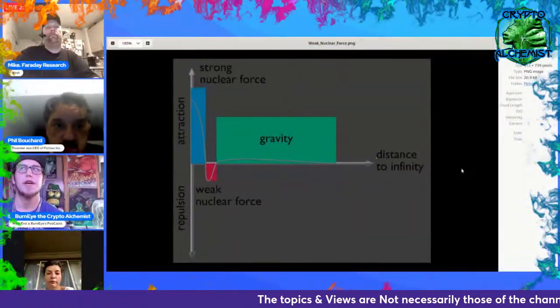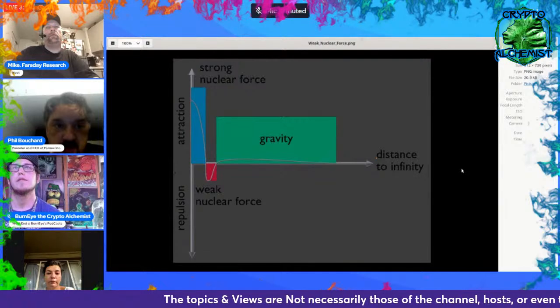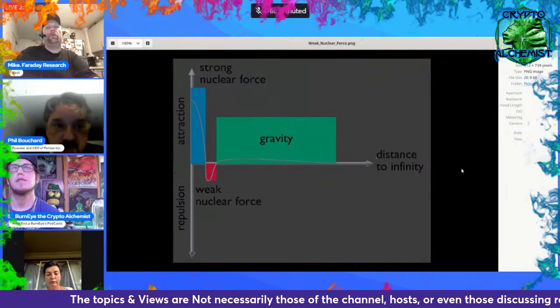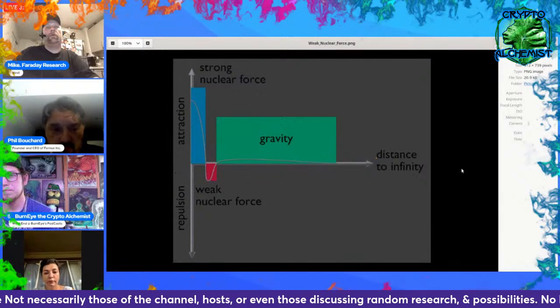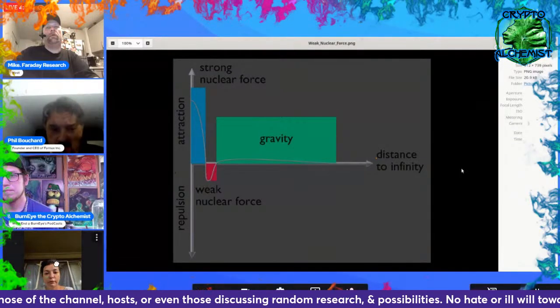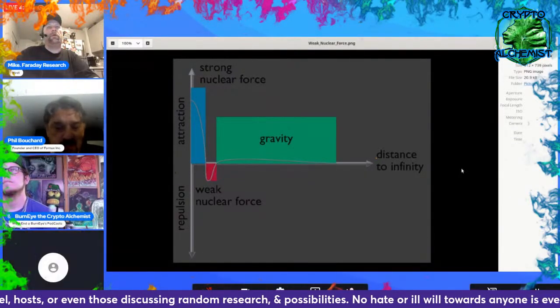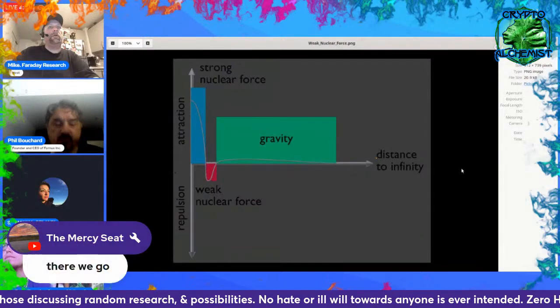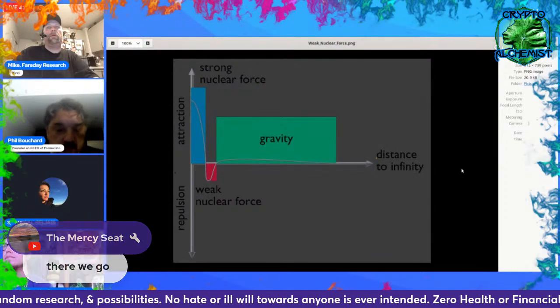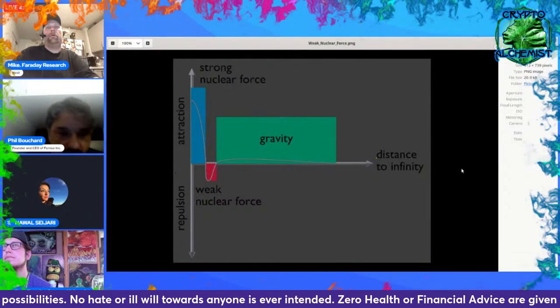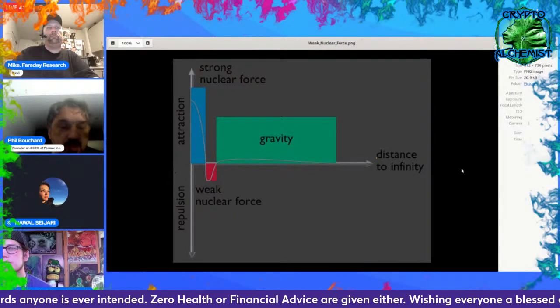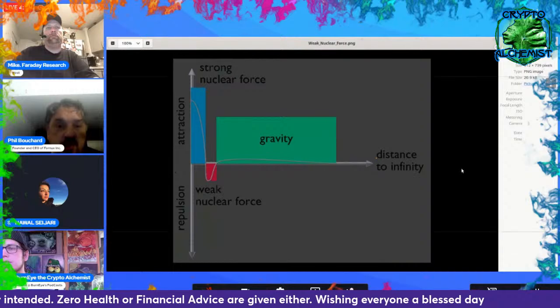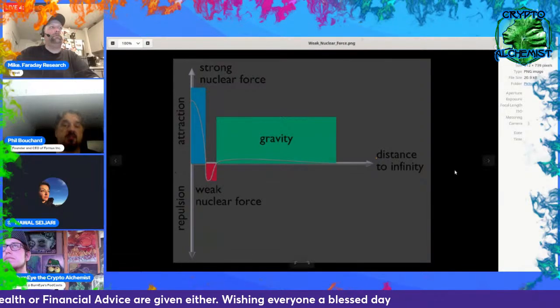So the strong nuclear force is what actually sticks the nuclei together, all the protons and the neutrons together. The weak nuclear force kind of exchanges charges between particles, and the particles change their nature because of that. And then gravity is a standard gravity.